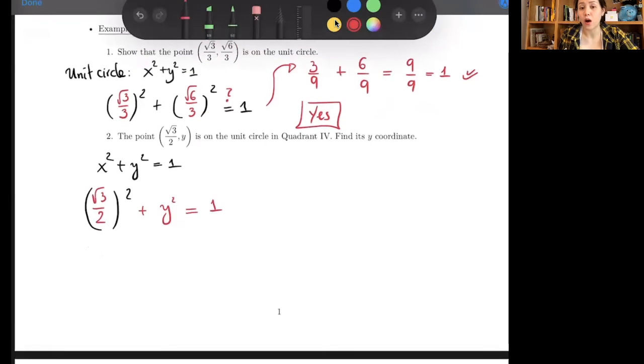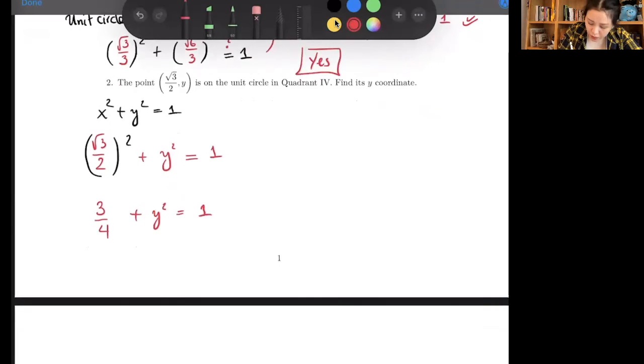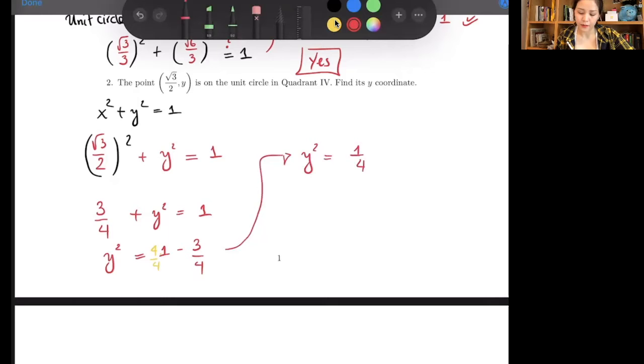Now we can solve for y. Just algebra. Square root of 3 over 2 squared is 3 over 4, plus y squared equals 1. Subtract 3 over 4 from both sides, so y squared equals 1 minus 3 over 4. 1 is the same thing as 4 over 4. So 4 minus 3 is 1, which implies y squared equals 1 over 4, with the common denominator of 4.